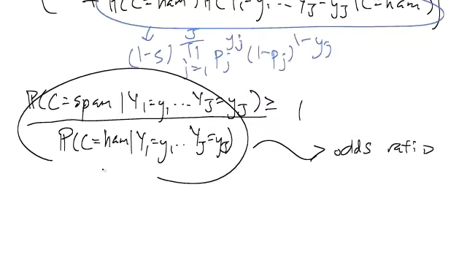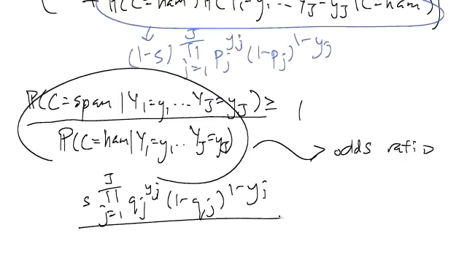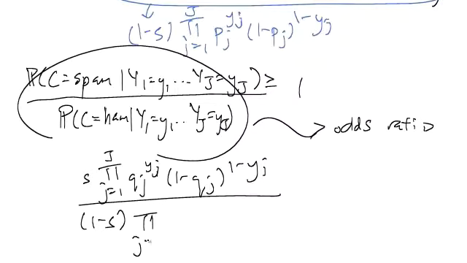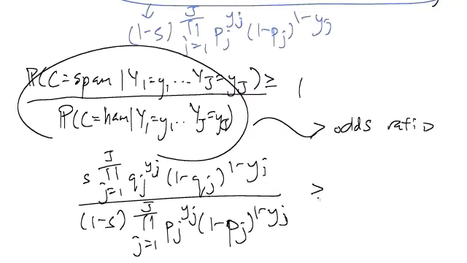Basically, we can just look at this ratio, which is S times the product from j equals 1 to J of qj to the yj times 1 minus qj to the 1 minus yj, divided by 1 minus S times the product from 1 to J of pj to the yj times 1 minus pj to the 1 minus yj. We're just looking at whether this thing is greater than or equal to 1.